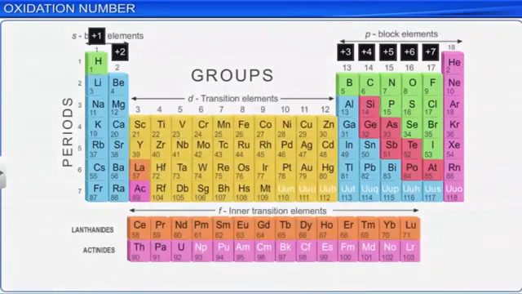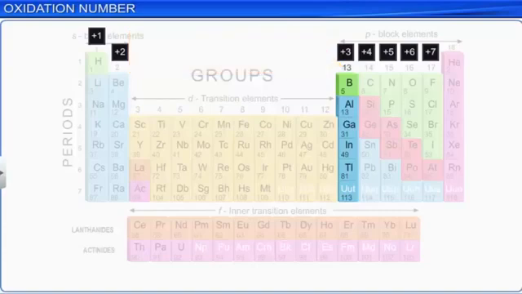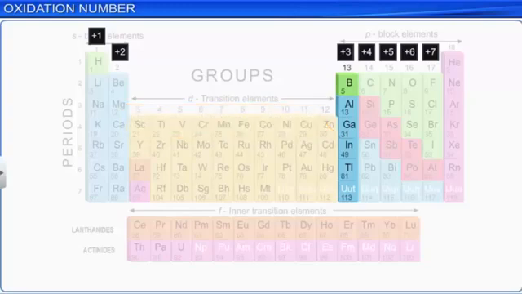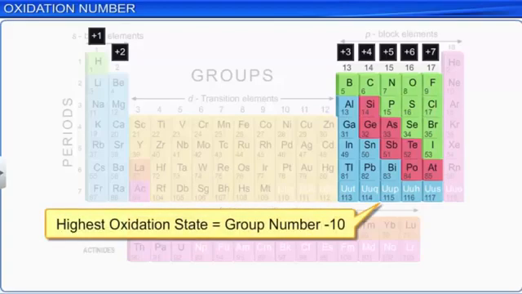For example, the valence shell configuration of the 13th group elements is ns2, np1. They have 3 electrons in their valence shell that they can lose to obtain their octet configuration. Hence, the group 13 elements exhibit highest oxidation state of +3 in their compounds. The same trend applies to all elements from the 13th to the 17th group. In other words, the highest positive oxidation number for p block elements is equal to the group number minus 10.